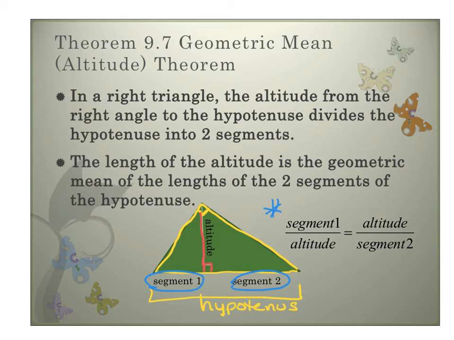The altitude is the geometric mean of the lengths of the 2 segments. So you're going to take the 2 segments, multiply them, and square root them, is basically what we're going to do here. And we're going to see how to do this all momentarily.